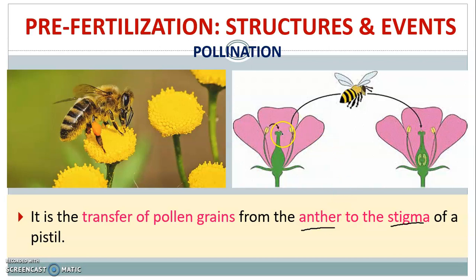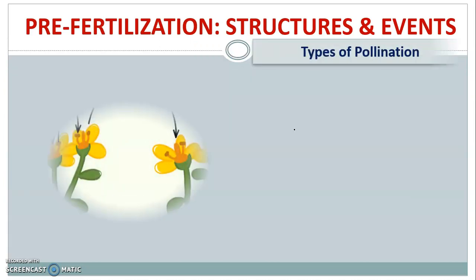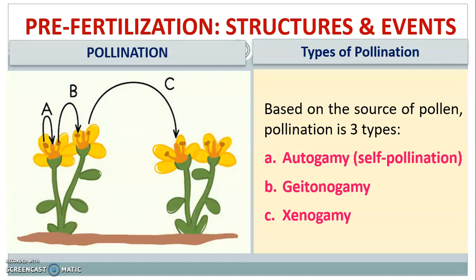In this diagram you can see this is the male part of the flower and this is the female part, and this is also a female part. So in pollination the male part, the anther, is traveling from its own side to the female side. In the next slide, I will explain the different types of pollination.